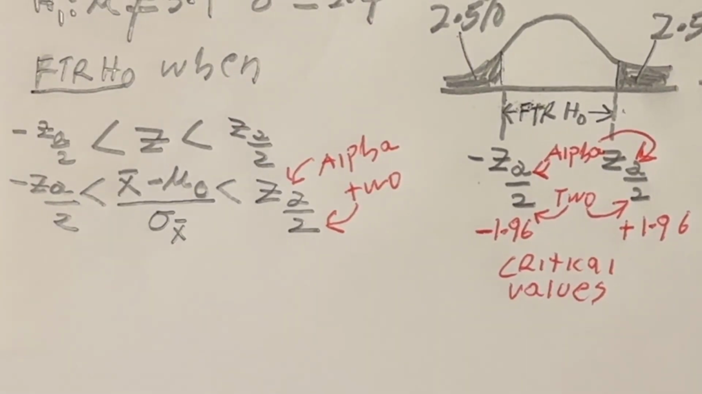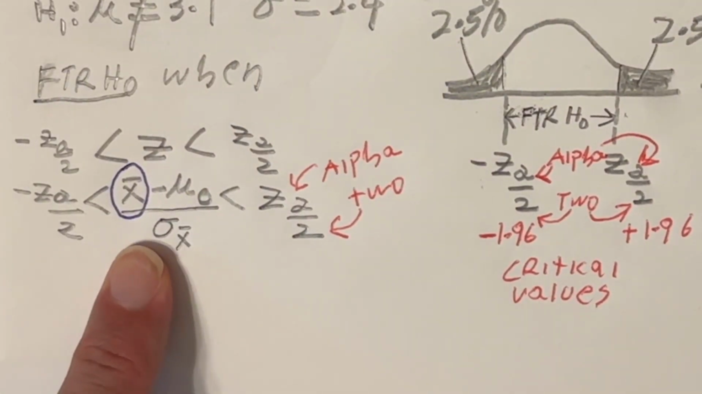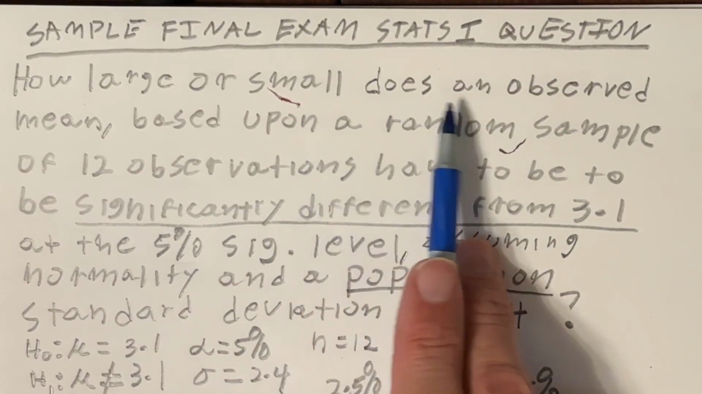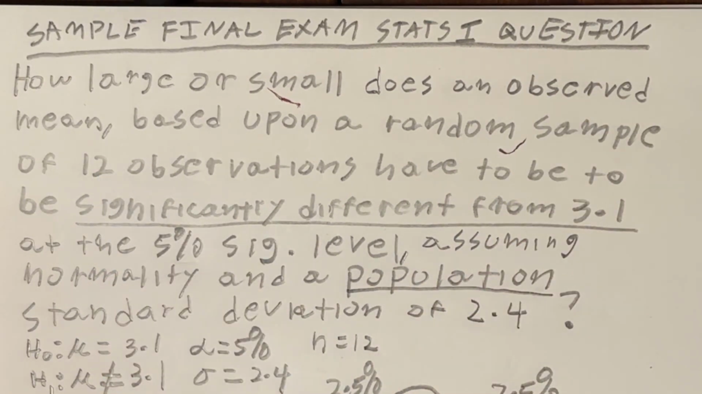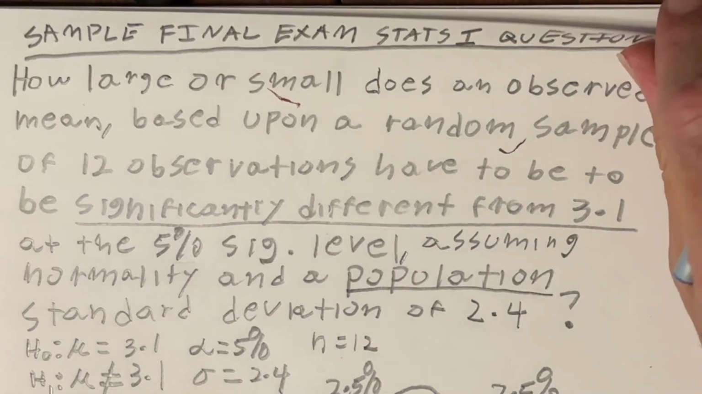So the next step we're going to do is we are going to solve for x bar. That's what we're going to do. Now, why do we do that? What does it say? It says how large or small does an observed mean? So remember, x bar, the sample mean, is the observed mean. It's not the population mean, right? We're observing a sample mean. So observed mean and sample mean, synonymous terms, all right? So we have a simple inequality to solve. And I'm going to solve it on a separate piece of paper just so I can write nice and large.